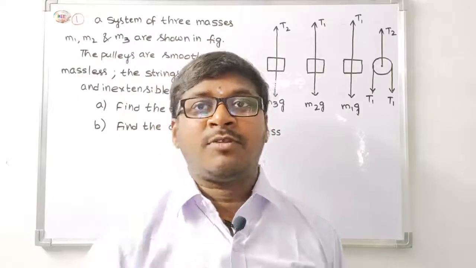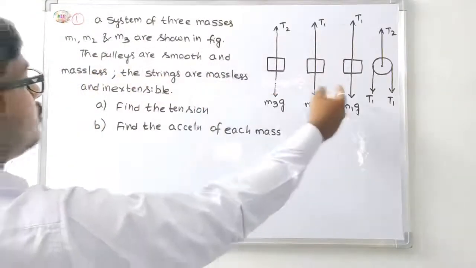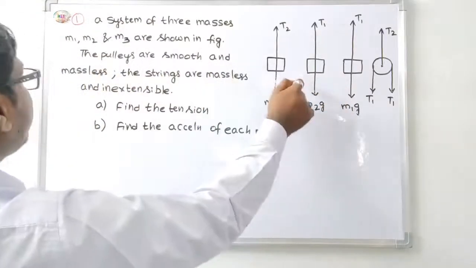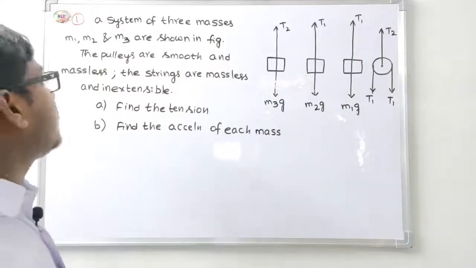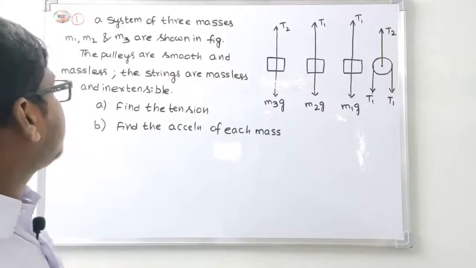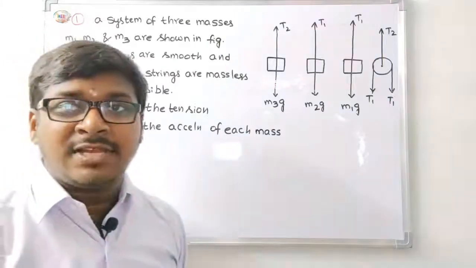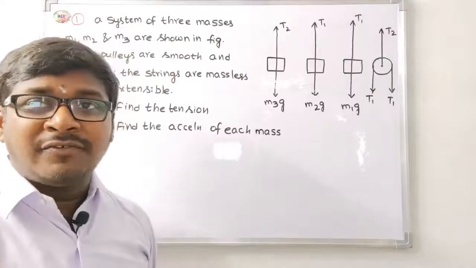Okay, now discuss the first problem. A system of three masses M1, M2 and M3 is shown in the figure. The pulleys are smooth and massless. The strings are massless and inextensible. Find the tension and acceleration of each mass.